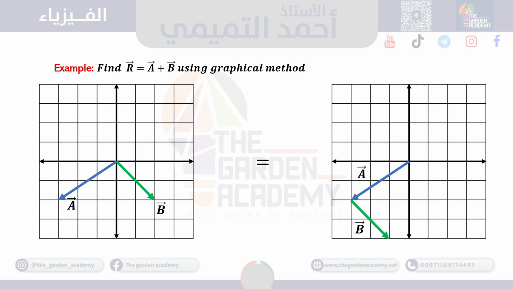الآن how can we draw the resultant vector? Always we start from the tail of the first vector and we end at the head of the last vector. فبالتالي this is the resultant vector of A plus B.